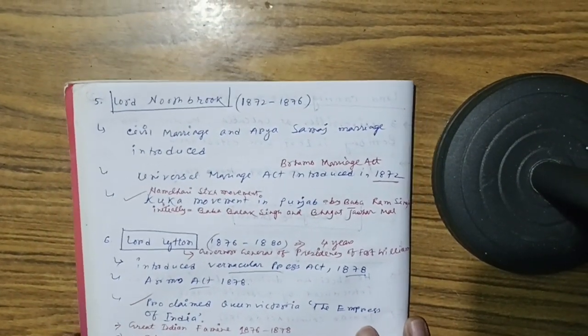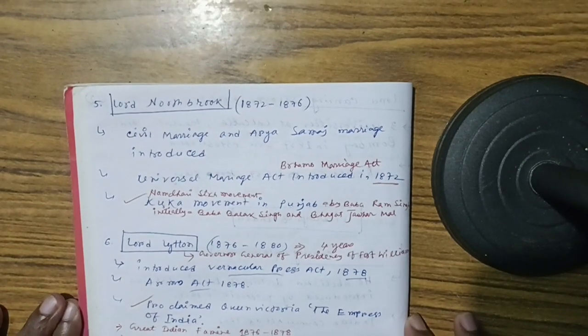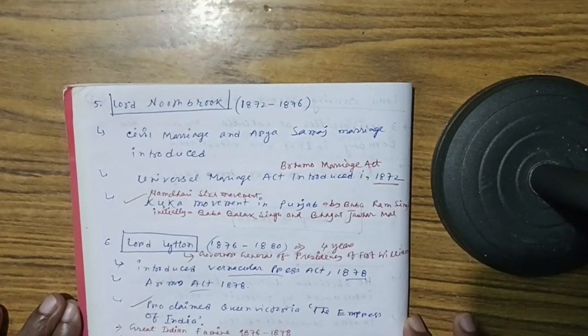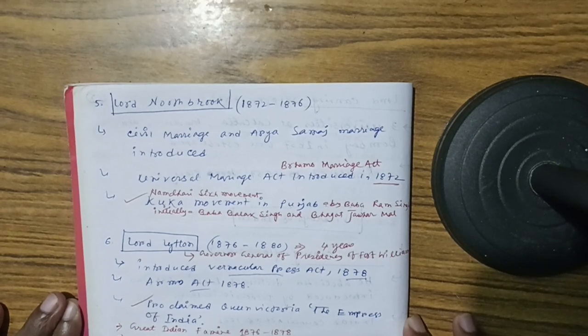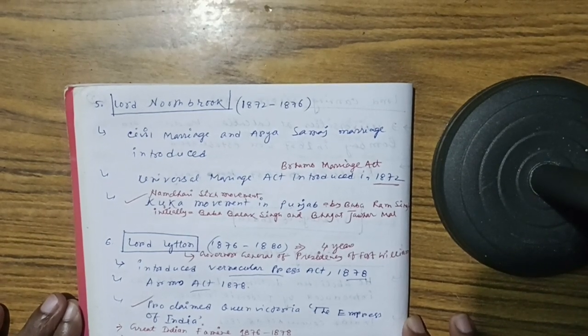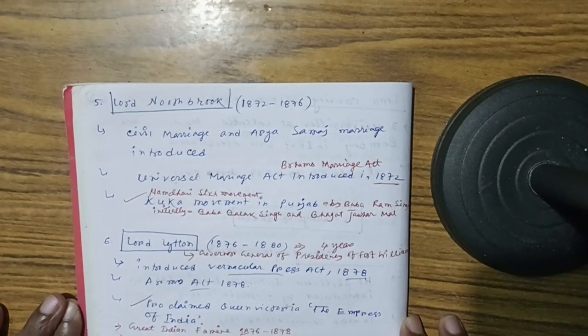Lord Northbrook, 1872 to 1876. Civil marriage and Arya Samaj marriage was introduced. Universal Marriage Act introduced in 1872, popularly called Brahmo Marriage Act. Very important.